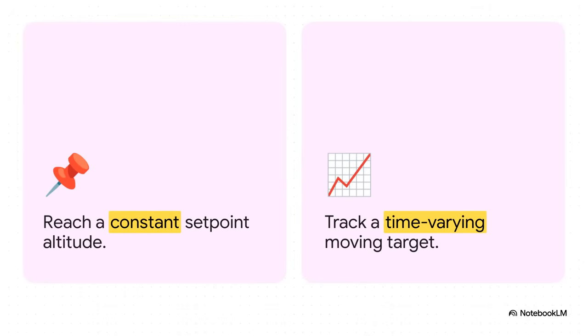Now, here is the crucial shift. We're moving from just hovering at a static point, like telling the drone to just stay at 1.5 meters, to continuously chasing a moving target, like a sine wave. It's a much more realistic challenge. Real drones out in the wild don't just pop up and freeze, right? They run dynamic missions with constantly changing reference altitudes.